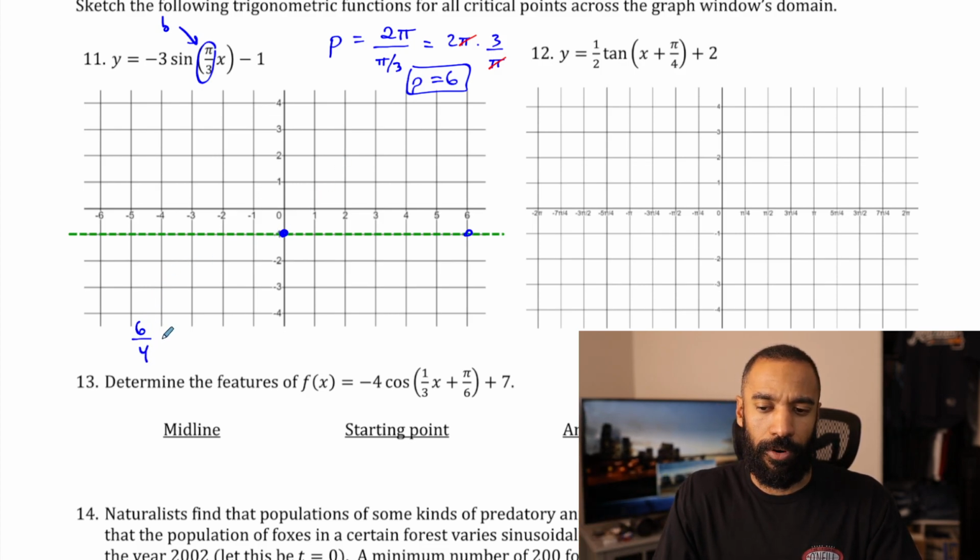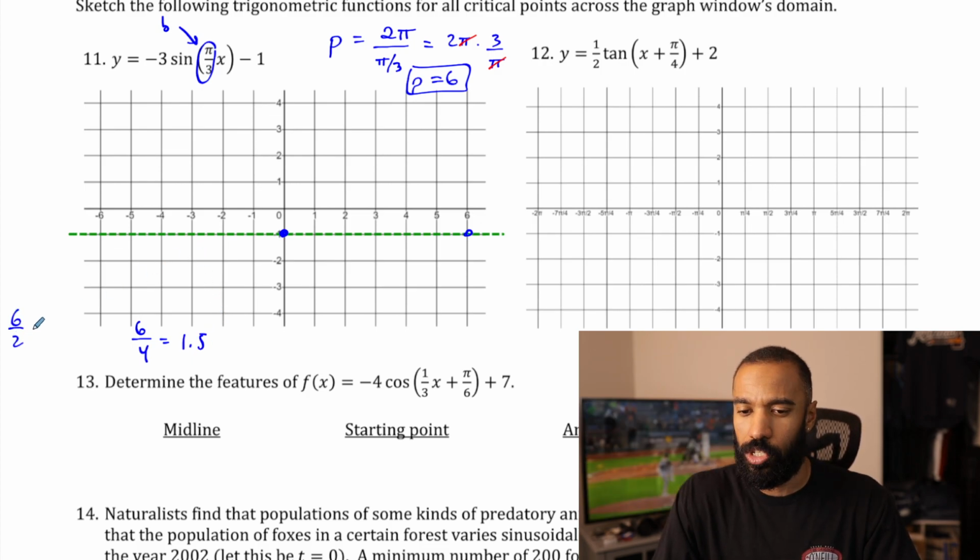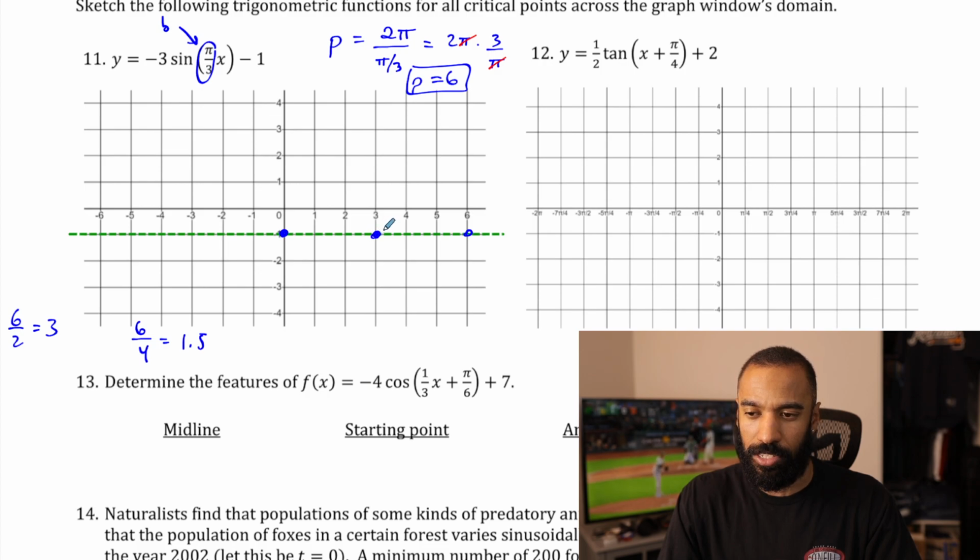6 divided by 4 is 1.5. If you didn't know that, you could start by dividing it by 2, right? 6 over 2 is 3, which is the halfway mark as you go down and back up. 3 away from here is exactly in the middle where we hit midline again. And then 3 divided by 2 is 1.5. No, 6 over 2 doesn't equal 3 over 2. Hopefully you saw my progression there.